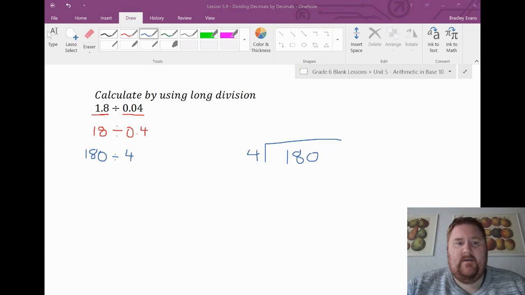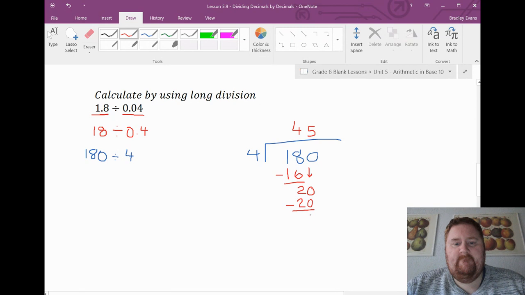Okay, so I've gone ahead and set up my long division here. 4 into 1 doesn't go. 4 into 18 goes 4 times. 4 multiplied by 4 is 16. Subtract those, I'm left with 2. Bring down my 0. 4 into 20 goes 5. 4 times 5 is 20, and I'm going to be left with no remainder. So 1.8 divided by 0.04 is 45. All of these would therefore equal 45.